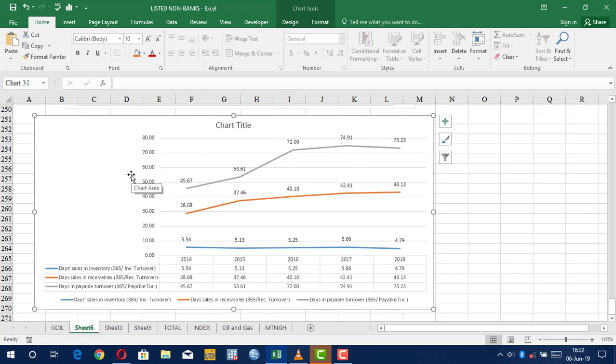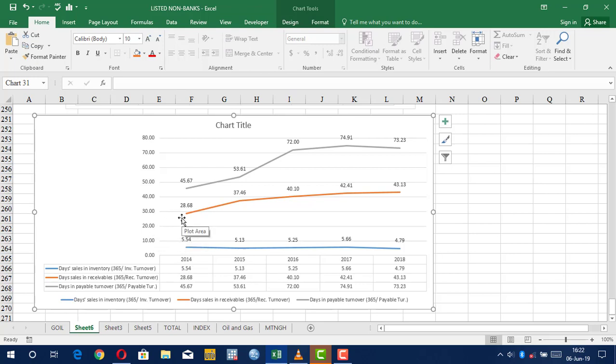So every explanation we gave over there was in years. The inventory turnover was the number of times it happens in a year. Receivables, the number of times you get your money in a year. Payables, the number of times you pay in a year.